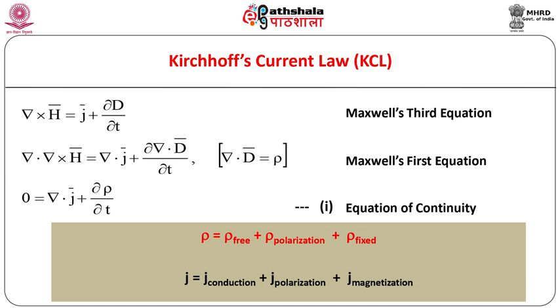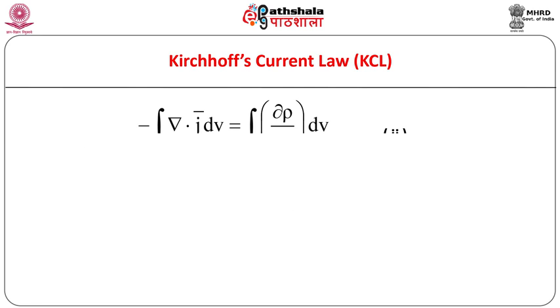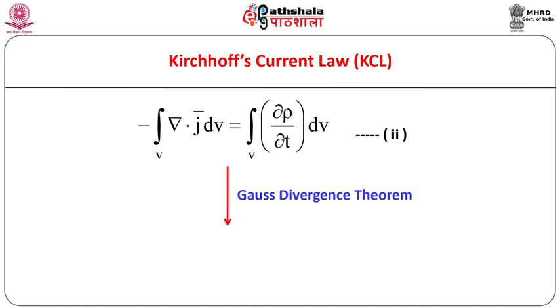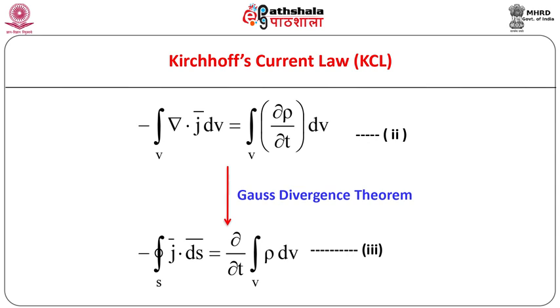Note that each one of J and rho in general consists of three terms as shown. It may be noted that equation 1 is the fundamental equation of physics known as the equation of continuity. Taking volume integral of equation 1 and then applying Gauss divergence theorem, we obtain equation number 3 relating surface integral of free current density J with volume integral of the time rate of change of charge density rho as shown.